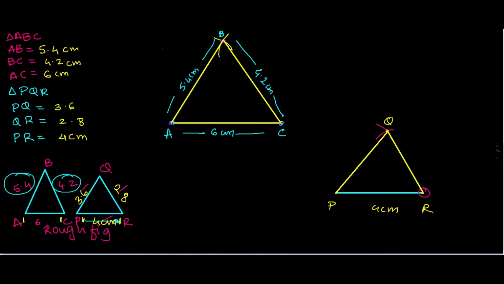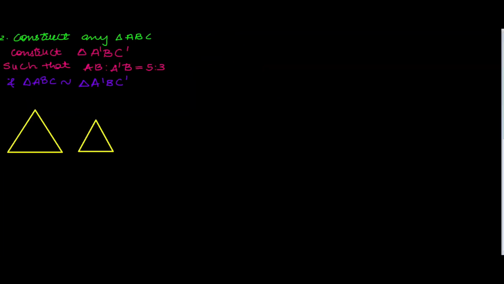We will write the measurements. This is 3.6 centimeter, this is 2.8 centimeter. Okay, so these are the required triangle ABC and triangle PQR. I hope you understand this. Now let us move to the next solved example. This is our second solved example.